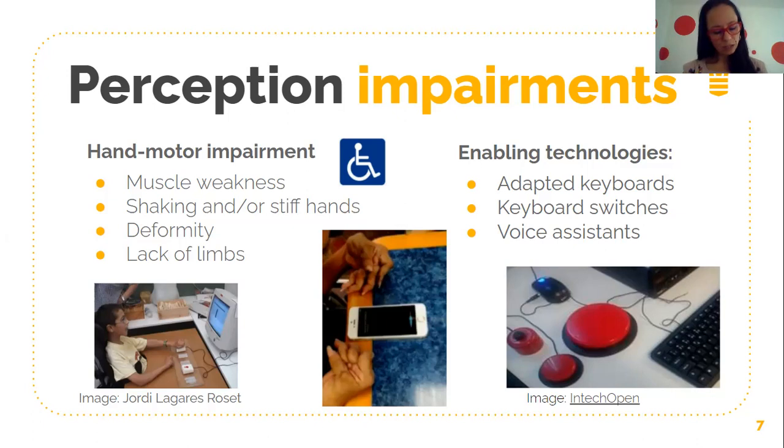So the enabling technologies for them, of course, depend on the type of hand motor disability that they have. They are adapted keyboards, like the one in the first picture. Actually, this is not an official keyboard, it's more like a prototype, but it's an example of an adapted keyboard. The kid cannot use his fingers. You can see that he makes fists. So that is the way that he can interact with the computer, just by pushing buttons. So that is an adapted keyboard for his specific condition.